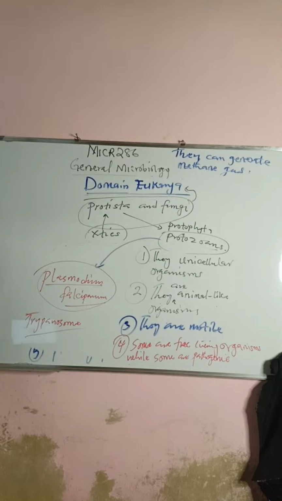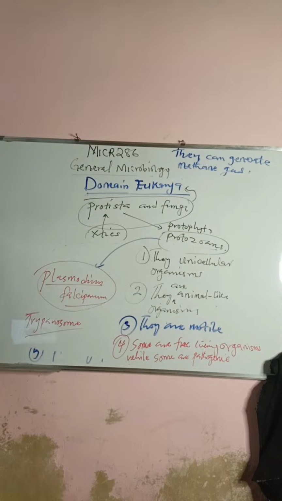Yes, protista. So protista is divided into two. We have protophyta and we have protozoans. And protozoans are the microorganisms that can cause diseases, as I explained. Their characteristics: they are unicellular organisms, meaning that they have only one cell, and at the same time they are animal-like organisms, even from the name protozoan, zoo means animal. And then they are motile, meaning that they can move from one point to another. Some are free living and some are pathogenic, meaning that some can cause disease.